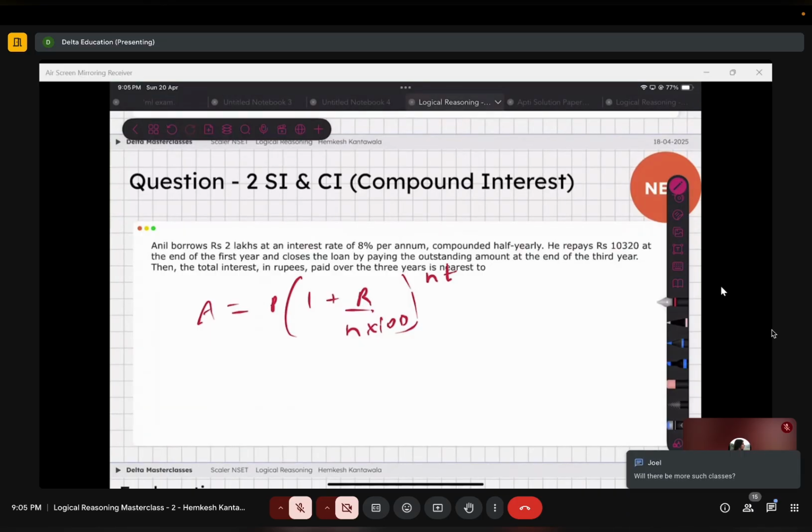Yes, Joel, there would be more such classes like LR. For LR, I think we would require one more class. So one class for LR would be there, and the team is planning for Maths, PNC, and more topics. So this type of masterclass would go on till your NSET exams.